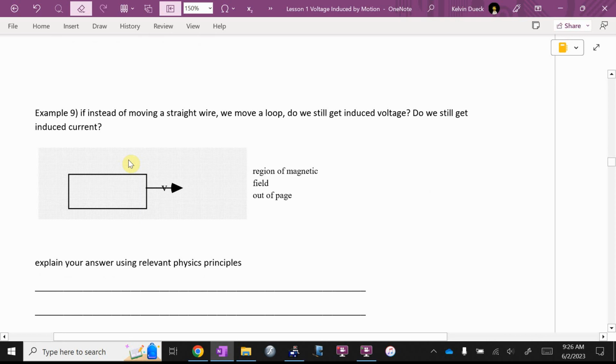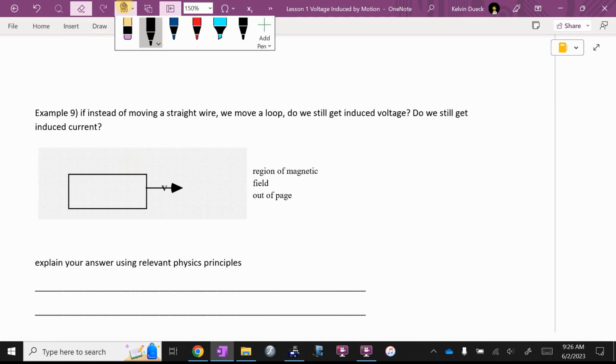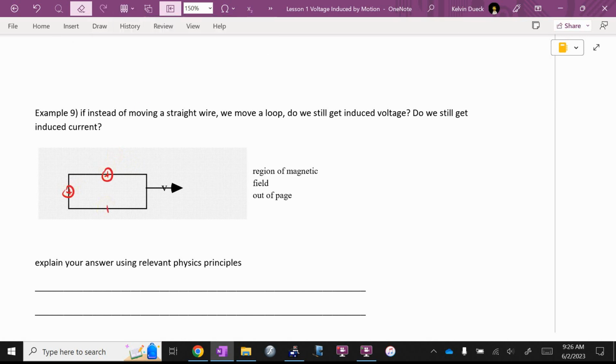Faraday and Henry asked the next question. They said, okay, what if instead of a bar or a single wire, we move a loop of wire? What will happen then? Do we still get induced voltage? Do we still get induced current? So I'm going to treat this like 4 separate bars. Put a little positive proton in the middle of each one.